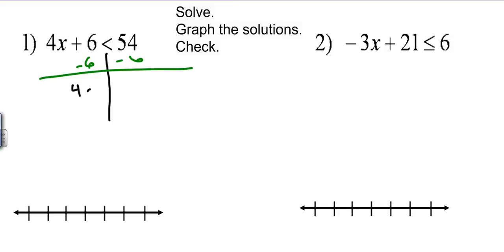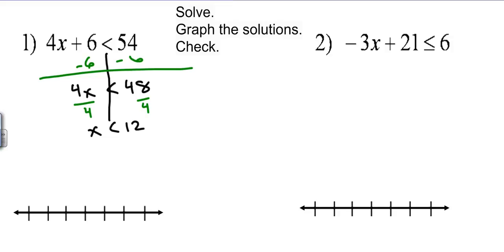And then I get the 4x. I bring down the less than, because I didn't add, multiply, or divide. 48. And then we're going to divide by 4. Now I am dividing, but am I dividing by a negative number? No, so it just stays x is less than 12.